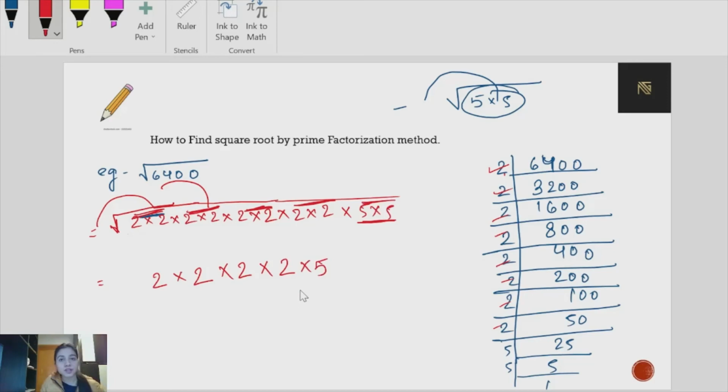And since we are following the condition for square root, for a pair one is coming out, so now the square root sign will vanish. Sign gone. What are we having as an answer? 80. So this is our answer, and this is the whole process for finding square root by prime factorization method.